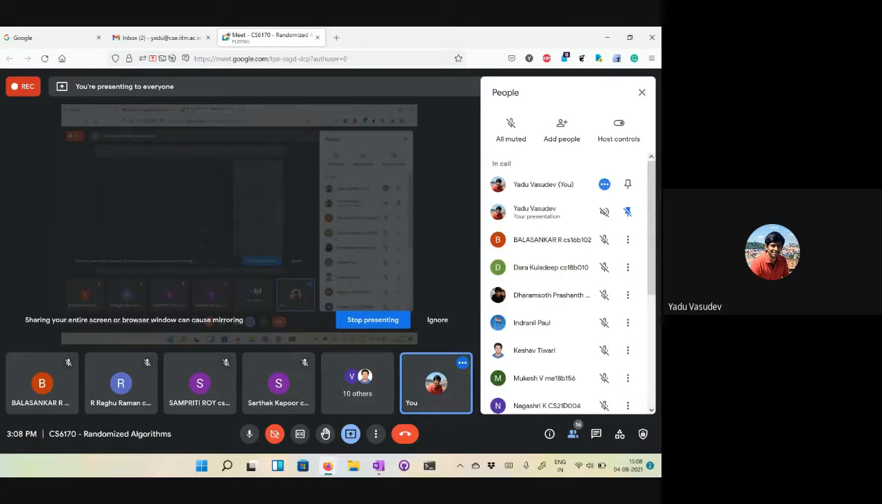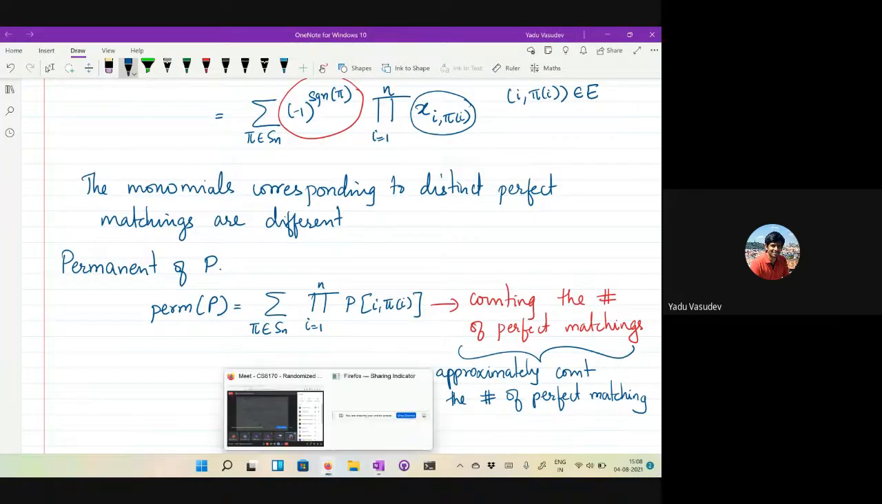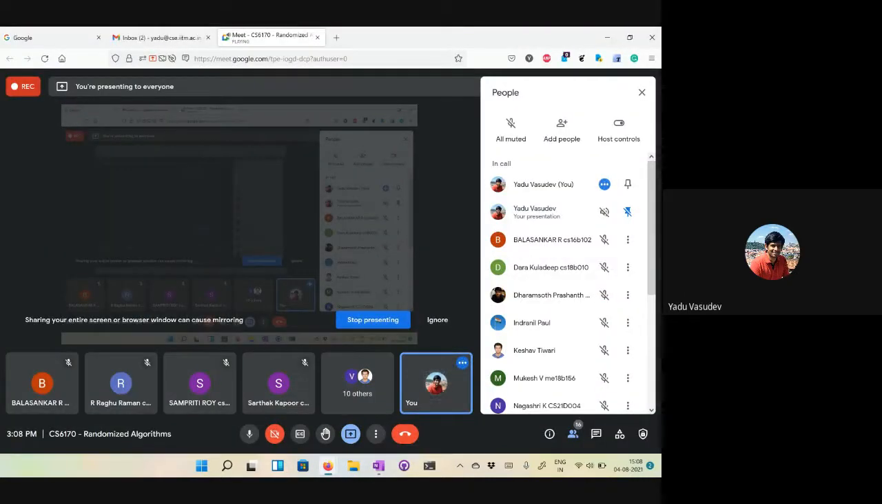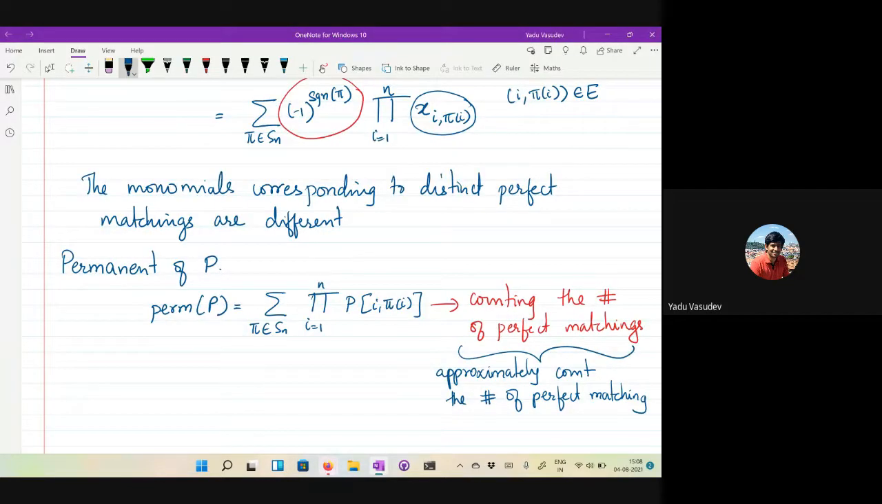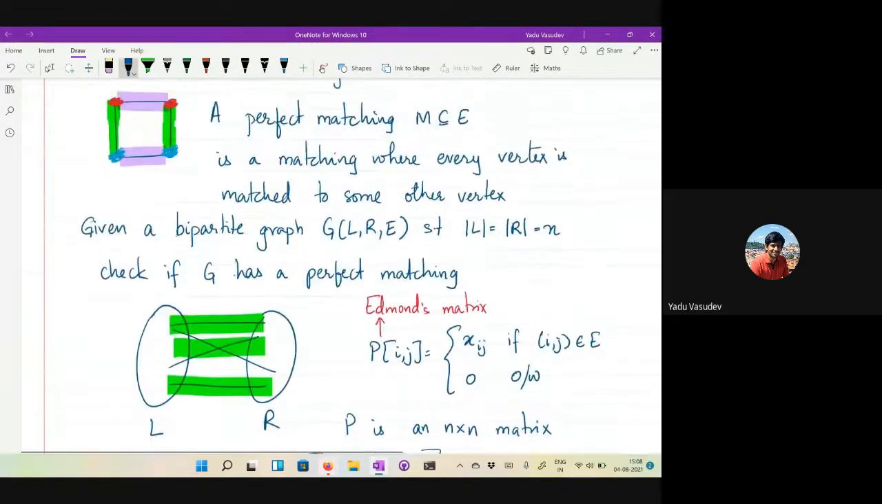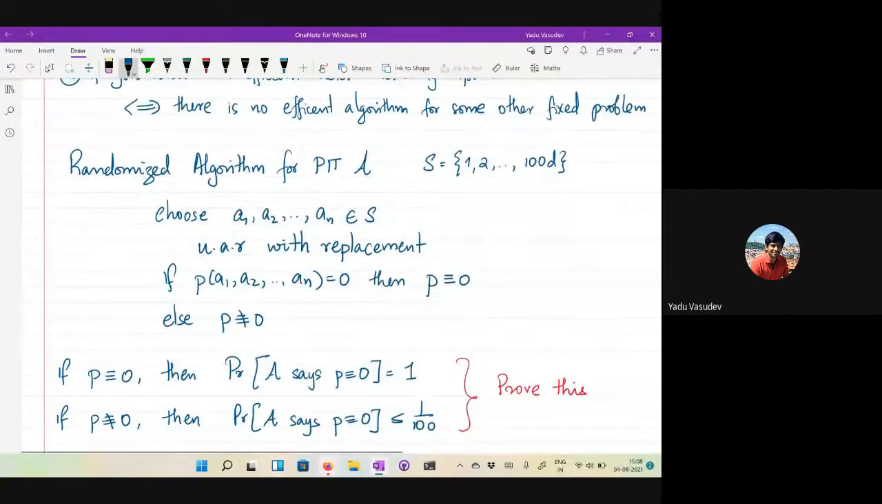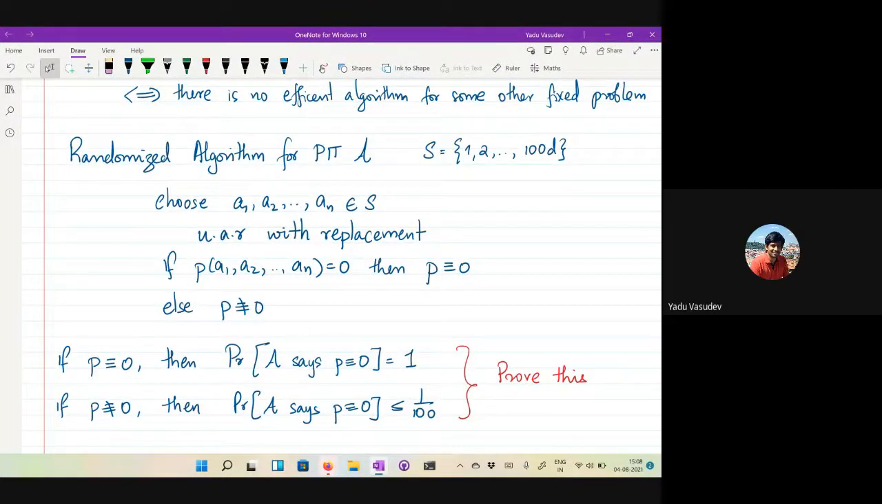Okay. So then let's go back to PIT. We had an algorithm for PIT that we wanted to analyze. The algorithm was written here. The algorithm is that you choose a set of points, then you evaluate the polynomial at the points and check whether it is 0 or not.